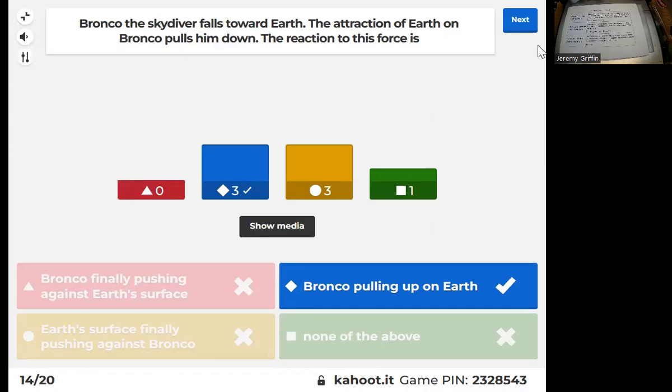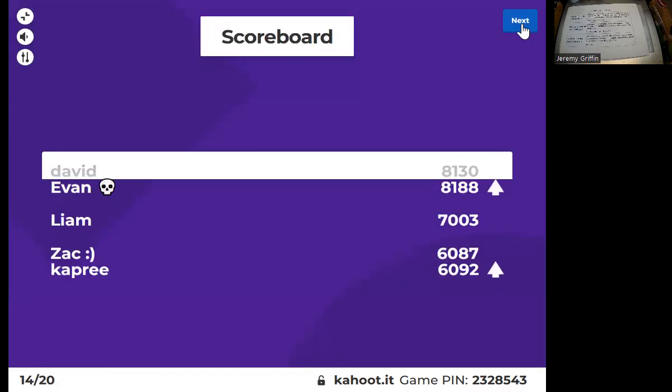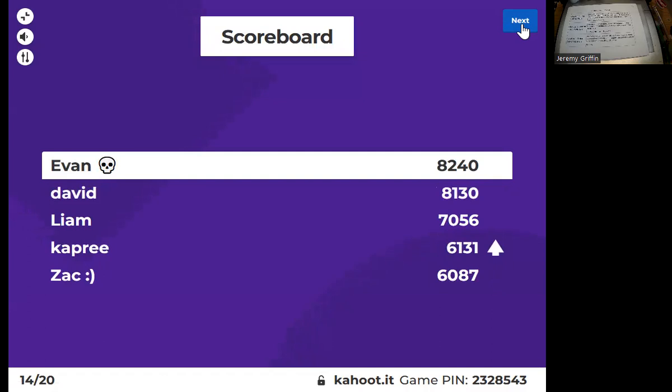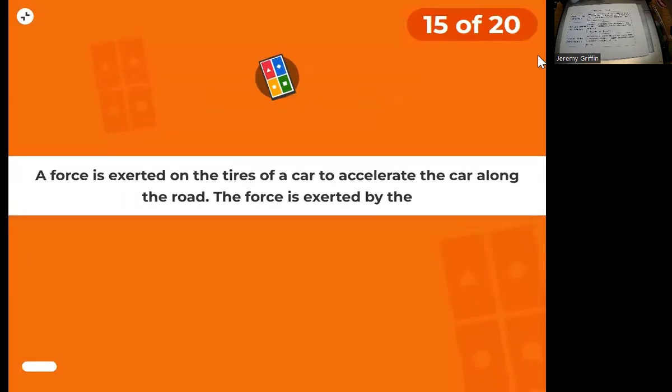Yeah, Bronco pulls up on the Earth. Right, so Earth and Bronco pulling on each other. Ooh, Evan back in first. Got David, Liam, Capri, Zach rounding out the top 5.